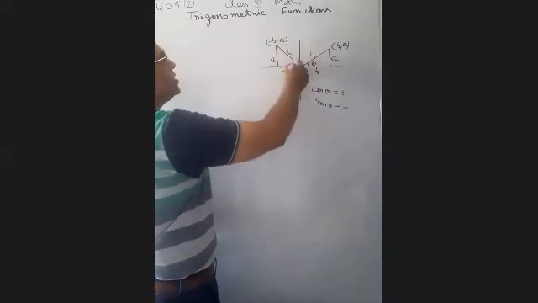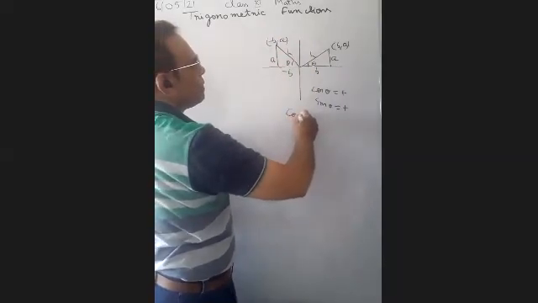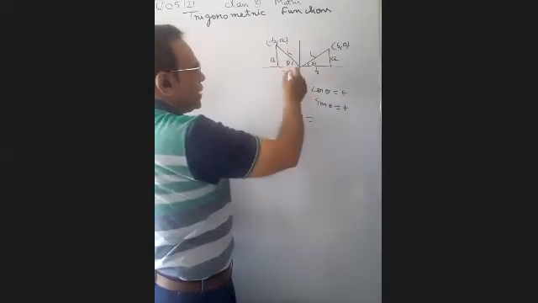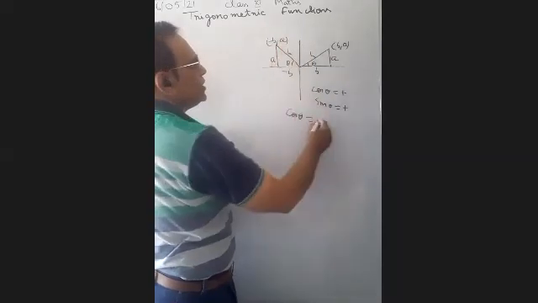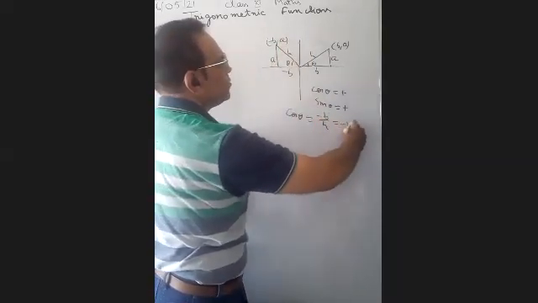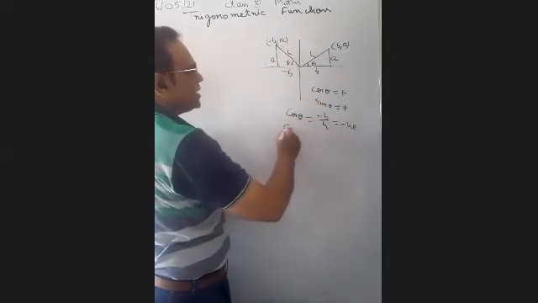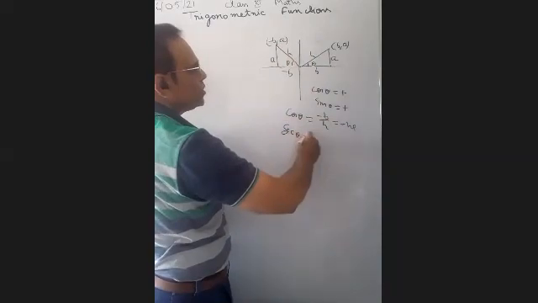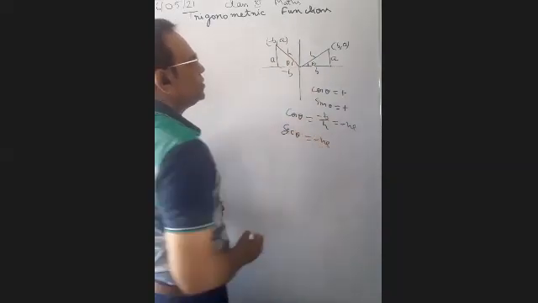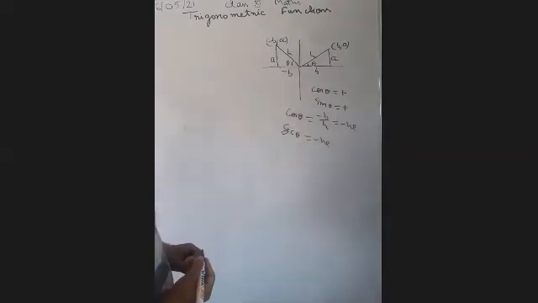So we observe that if we take the second quadrant, cos theta depends on base upon hypotenuse, then minus b upon h, so it will be negative. And if you take sec theta, which is the reciprocal of cos theta, then it is also negative. So in the second quadrant, cos theta and sec theta are negative.